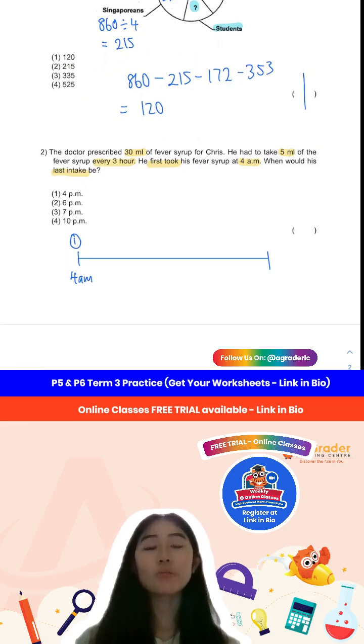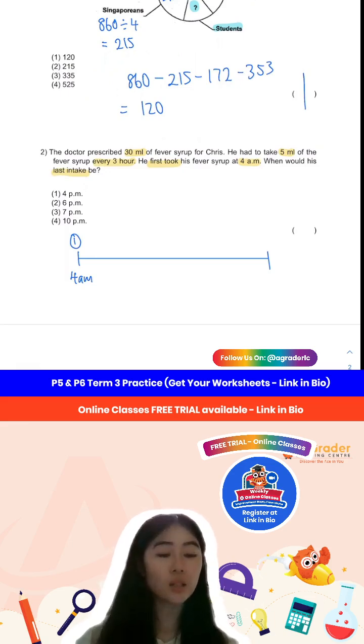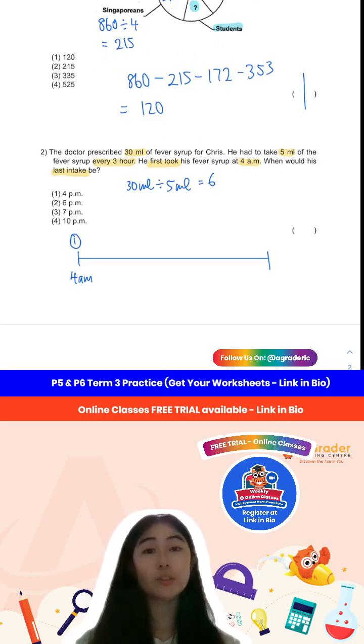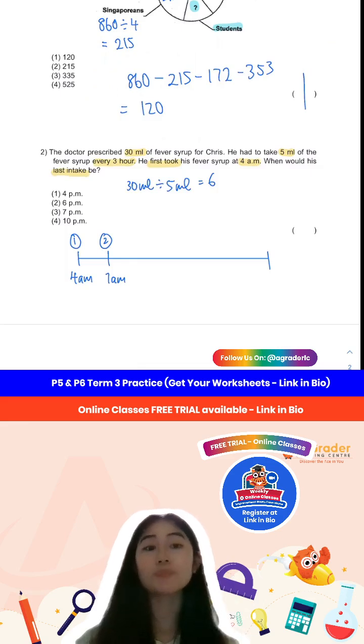So you need to find out how many doses he's going to take, by using 30 milliliters divided by 5 milliliters. So 30 divided by 5 is 6. That means that he needs to take the fever syrup 6 times. So the first time he takes it is at 4 a.m., and then another 3 hours later, that will be 7 a.m., he's going to take the second dose.